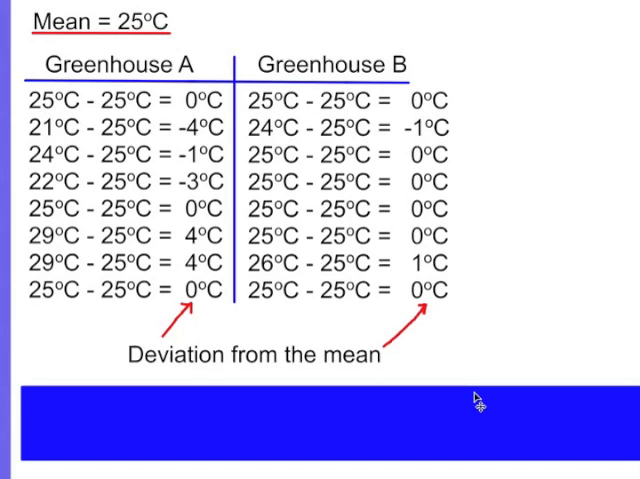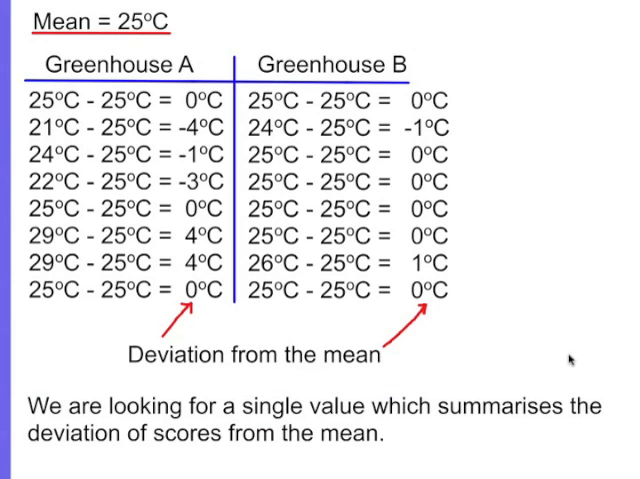Now, just as with measures of central tendency, the mean, the median and the mode, we're looking for a single value which typifies the data. When we're describing the spread of the data, we're also looking for a single value which summarises these deviations of scores from the mean.